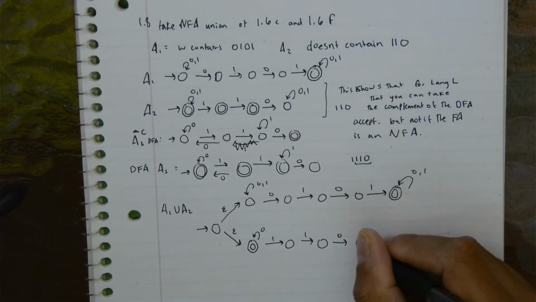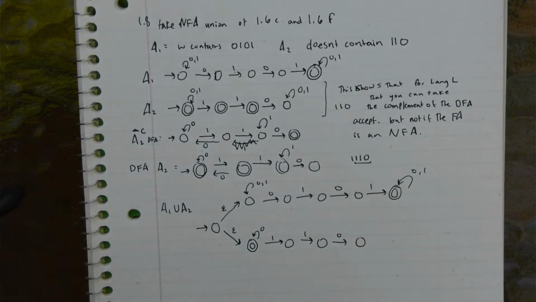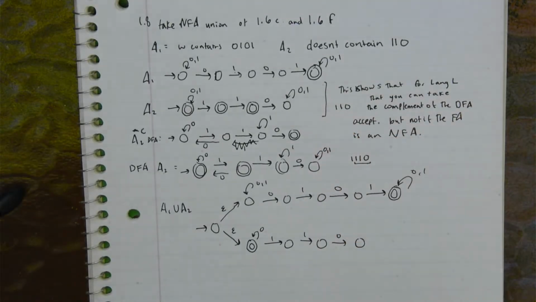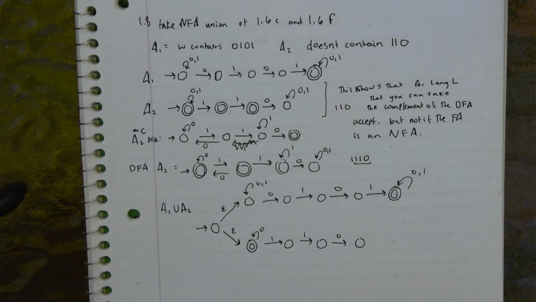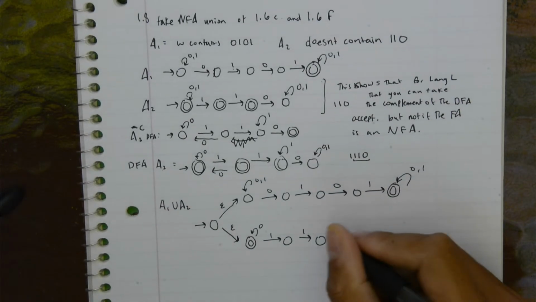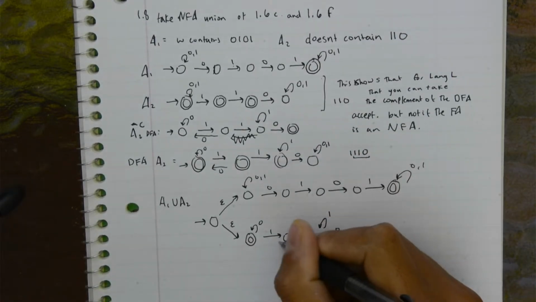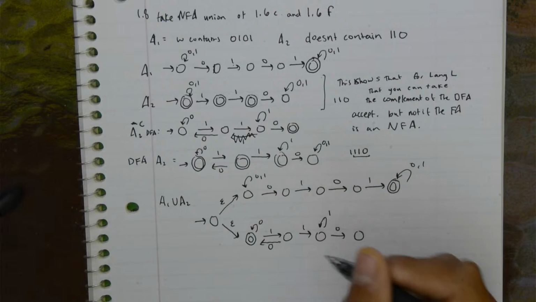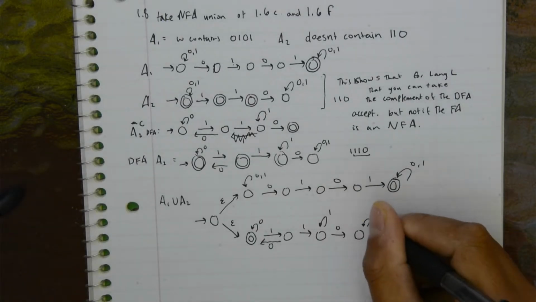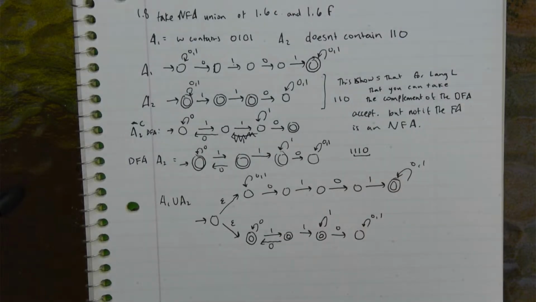Oh, and then here, once you have it as a substring, you can just stay there. So then this is a 1, this is a 0, and this is a 0, 1, and then these are all both accept states.